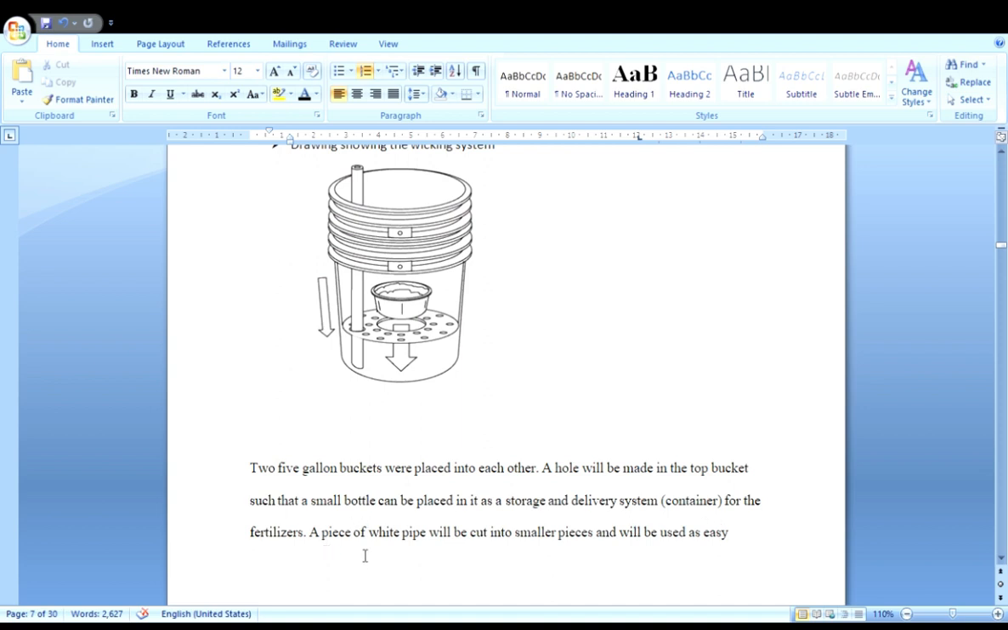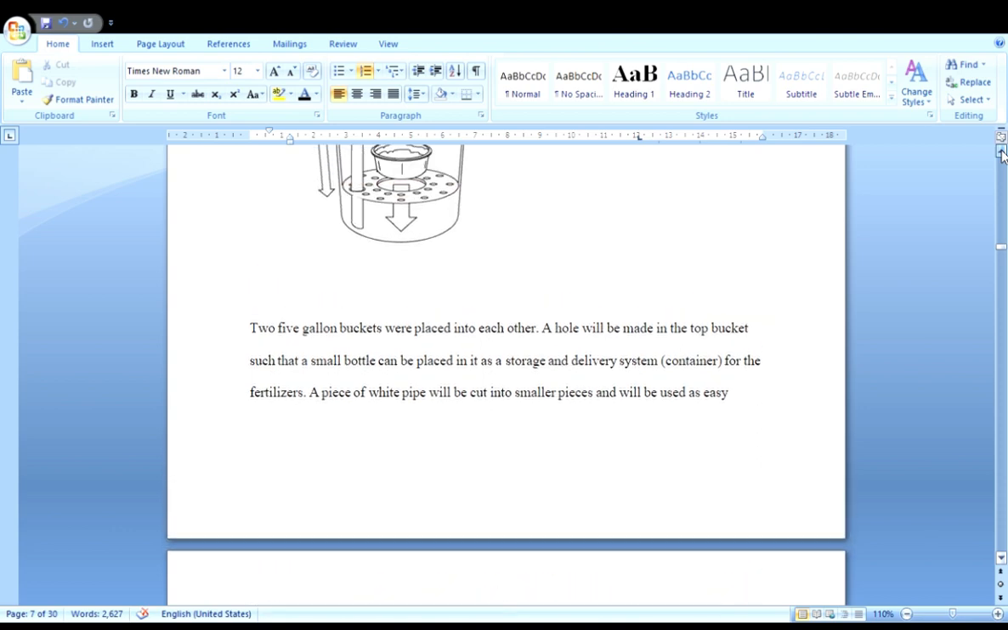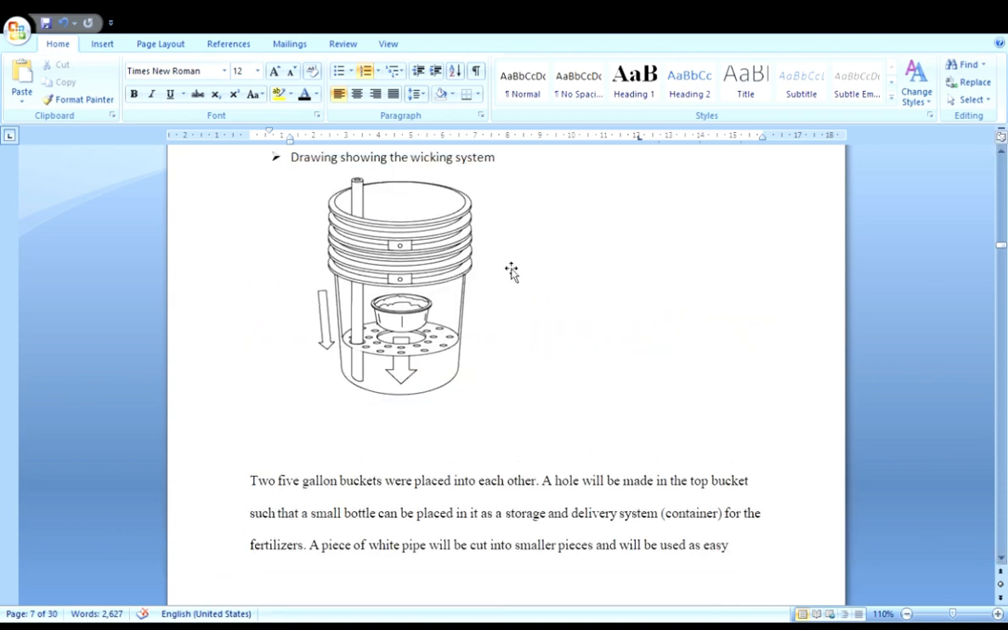A piece of white pipe will be cut into small pieces and will be used as easy access for irrigation water delivery to the system. A part of the bucket cover will be used to cover the size of the pipe to facilitate it so that the water will reach the fertilizer. Okay, so as I said, you would give a description of all that is required.